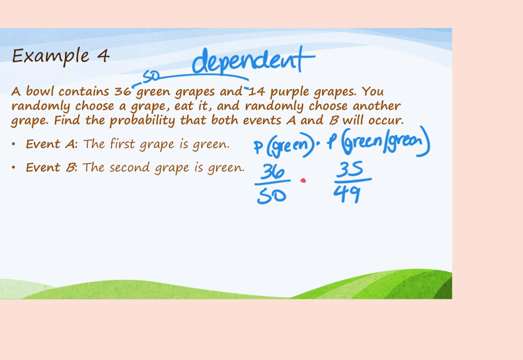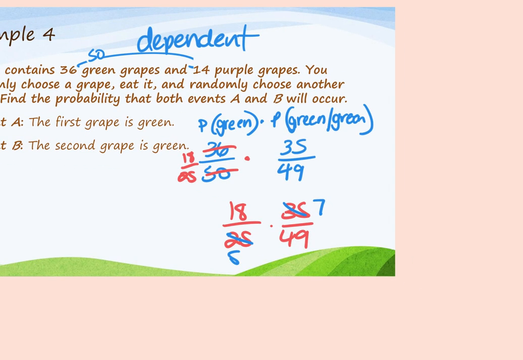Okay. All right. So what we just said. Divide both of these by 2, 18 and 25. And if I didn't have a calculator, I could keep going because 5 goes into both of these. Make it as small as possible. And then 7 goes into this, and I'd end up with 18 over 35. If you have a calculator, you can multiply straight across, but you always have to make sure you reduce at the end. Final answer, 18 over 35.